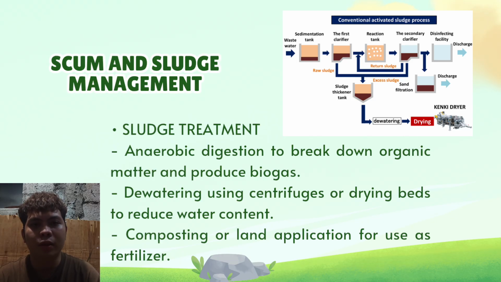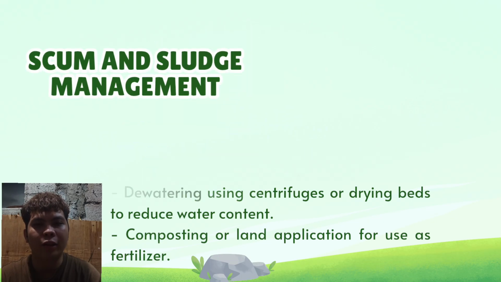So, the next one is composting. Biosolids or dewatered sludge can be combined with organic waste and composted to produce a nutrient-rich soil conditioner. Through microbial breakdown in the presence of oxygen, heat is produced during this process, which kills pathogens. The resulting compost can be utilized for land reclamation, landscaping, and agriculture.